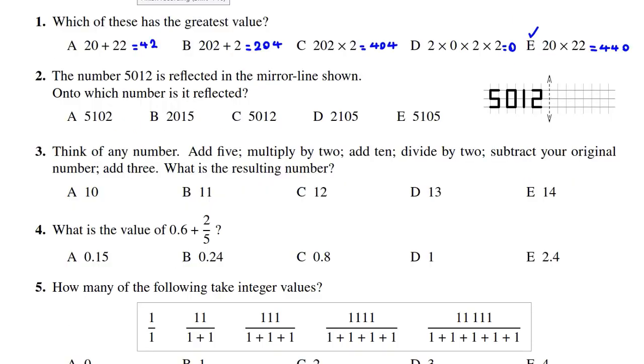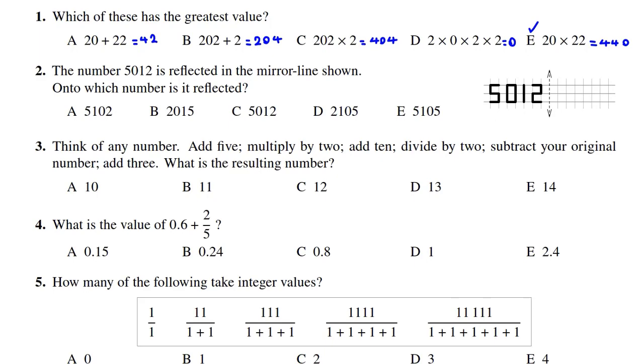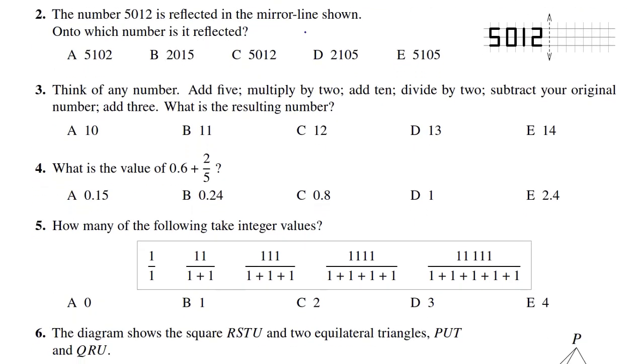Okay, let's solve problem number 2. The number 5012 is reflected in the mirror line shown here. Onto which number is it reflected? Okay, so if we want to draw this, it will be like this. The next one is 1, so it's 5, the next one is 0, if you draw. And the last one here, if you draw, it will be this.